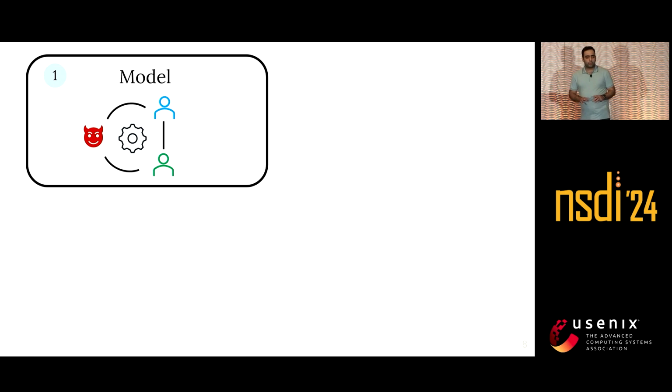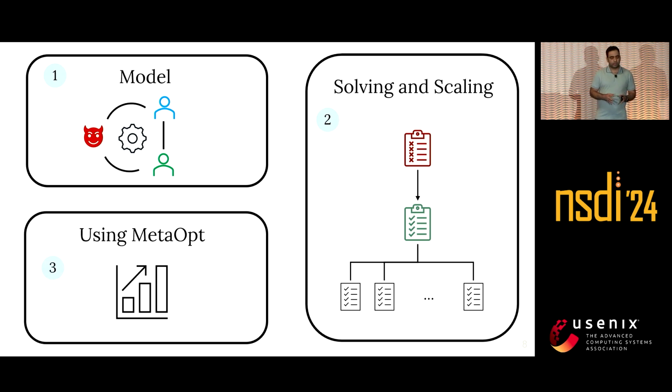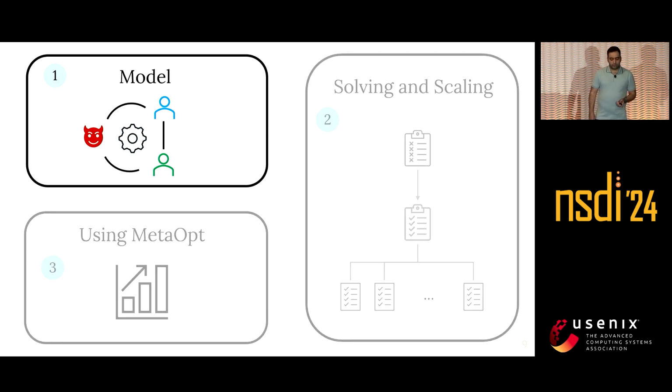To design MetaOpt, we need to answer 3 questions. First, we need to find a way to mathematically model this adversarial generation problem. Then we need to find out how we can solve this model and scale it to practical instances. Finally, I'm going to discuss how we can use MetaOpt in different contexts. Let's start with the first one.